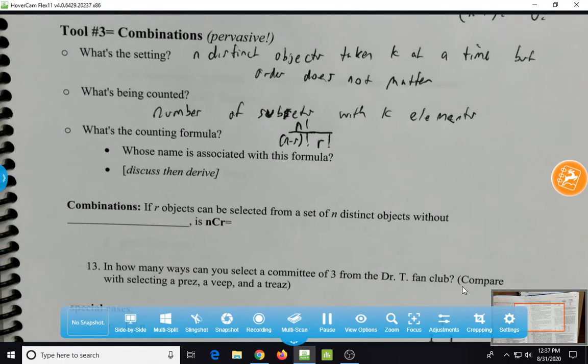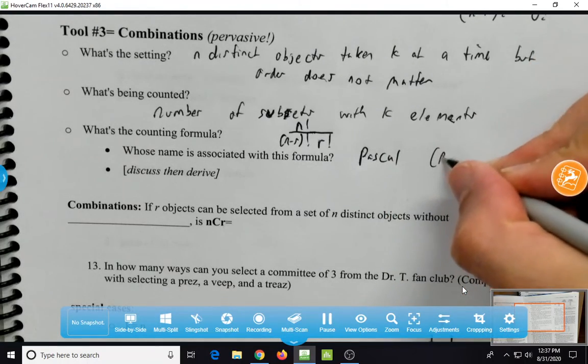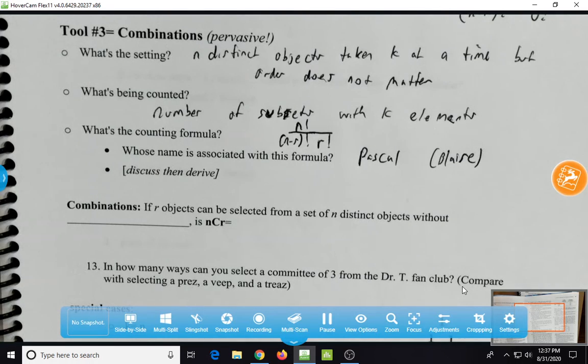Whose name is associated with this one? Give you a hint. He's the quote of one of the quotes here on the first floor. Yes, Pascal. That's right, Blaise Pascal. And someday, if you haven't already, you should read his work, however you pronounce it correctly.